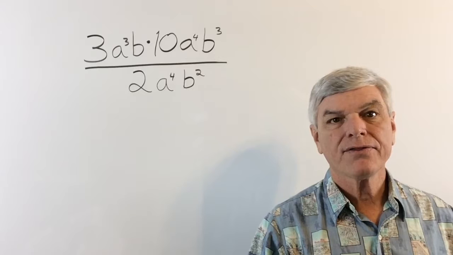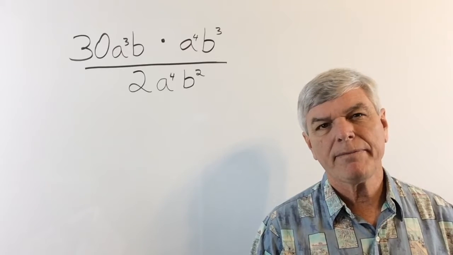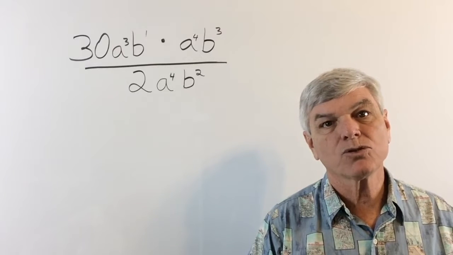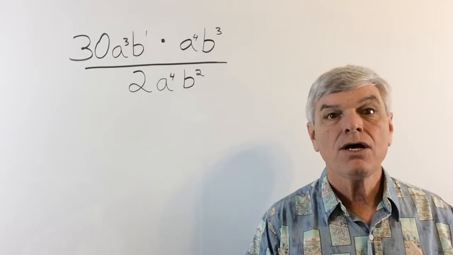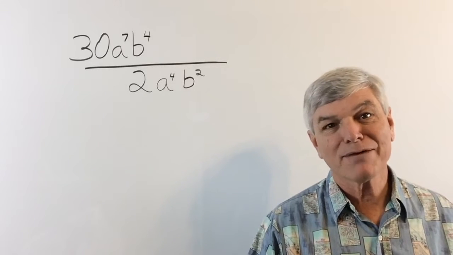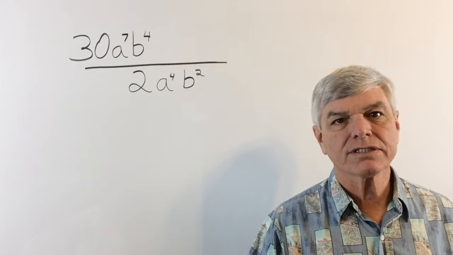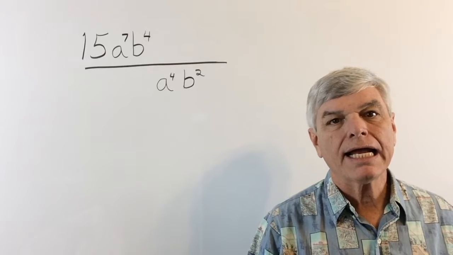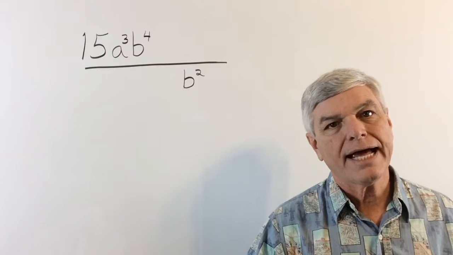Let's take the top. 3 times 10 is 30, so let's multiply our variables. And maybe before we do that, we'll put a 1 right behind the b. There you go. And since we're multiplying variables with exponents instead of exponents of exponents, we are going to add the exponents. Okay, that's a little lopsided, but that's okay. And let's divide our numbers first. 30 divided by 2 is 15. And a to the 7th divided by a to the 4th is a to the 3rd.